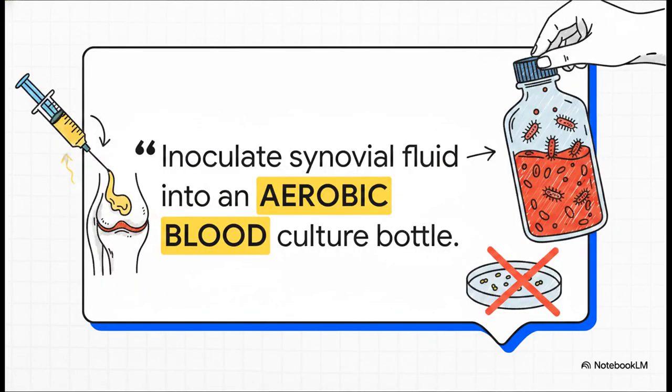Now, because Kingella is notoriously fastidious and incredibly difficult to grow on standard solid media, examiners frequently test this very specific high-yield culturing technique. To successfully isolate it, you must inoculate the drawn synovial fluid directly into an aerobic blood culture bottle. Doing this dramatically improves your recovery rate and gives you that definitive diagnosis.